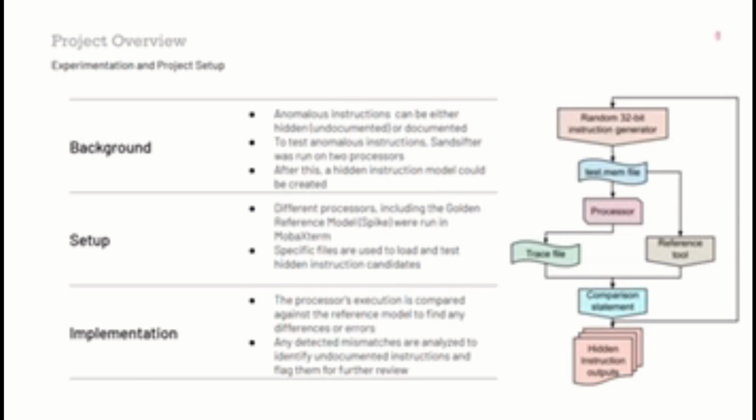So for our project overview, for our background, anomalous instructions can be either hidden, undocumented, or documented. To test anomalous instructions, SandSifter was run on 2 processors. After this, a hidden instruction model could be created. For our setup, different processors, including the golden reference model, which is Spike, were run in MobaXterm. Specific files are used to load and test instruction candidates. For implementation, the processor's execution is compared against the reference model to find any differences or errors. Any detected mismatches are analyzed to identify undocumented instructions and flag them for further review.